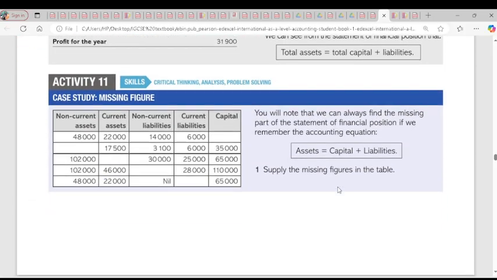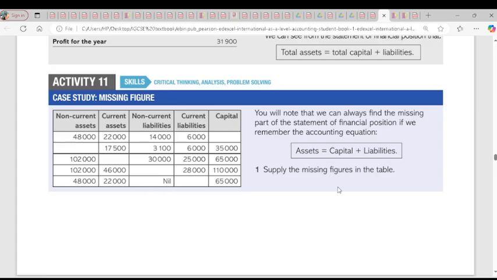So for activity 11, they said we should find the missing numbers, missing figures. The first one, they said we have non-current assets, current assets, non-current liabilities, current liabilities and capital. So the first one is about finding the capital. And capital is what? Asset minus liability. So the total assets minus total liability will give us capital, which is 48,000 plus 22,000, which is 70,000, minus 14,000 plus 6,000, which is 20,000. So the capital is 50,000.